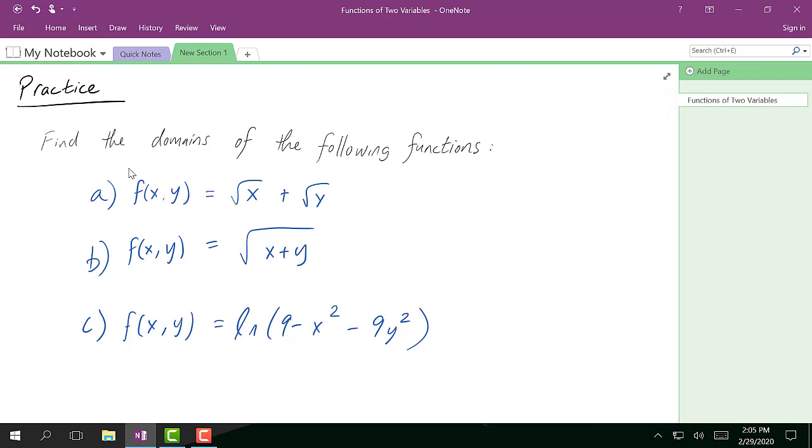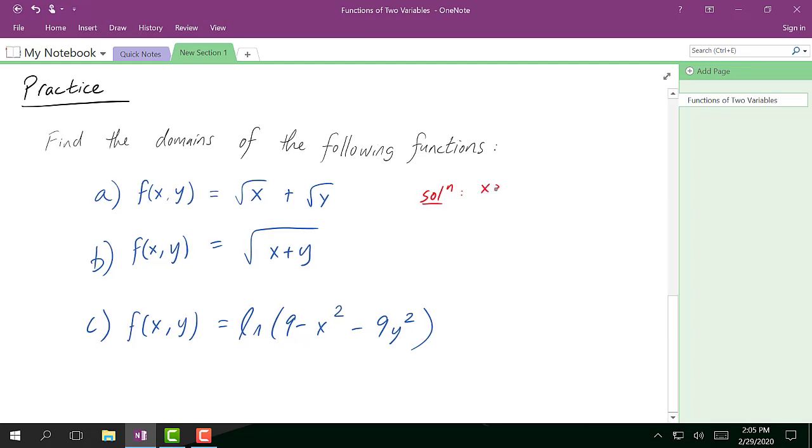Okay, welcome back. So what we get in the first part, our solution is going to be, well, we know that, again, our rule is we can't take the square root of a negative number, right? So whatever x value we plug in, it has to be the case that it's greater than or equal to 0. And the same thing for y. And so oftentimes you'll be asked to draw the domain, in which case, for this example, we get x and y are greater than or equal to 0. So we kind of get this quarter plane right here. So hopefully that makes sense to you.